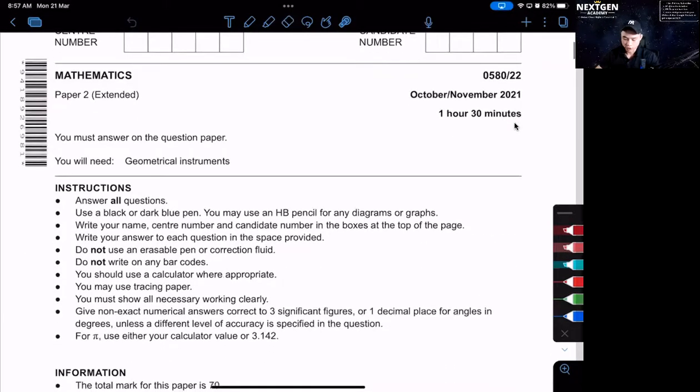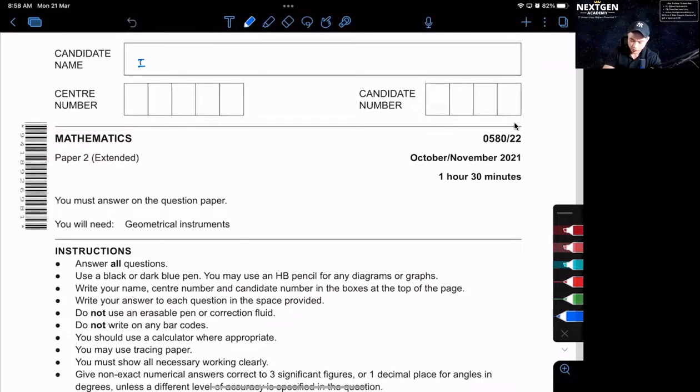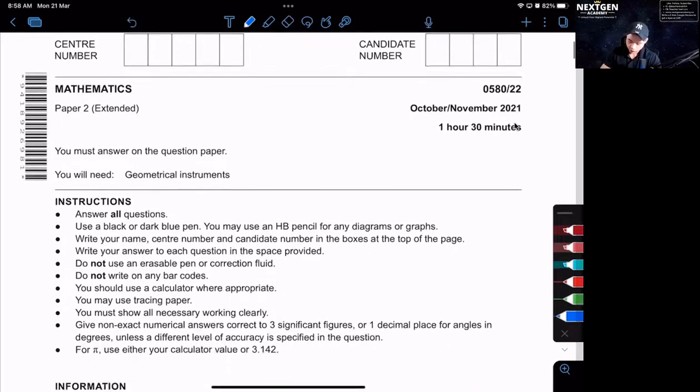Okay, just a short recap on the instructions. Answer all your questions. Use a black or dark blue pen. Make sure you use pencil for any diagram or graphs. Write your name. Okay, so let me write my name here: Ivan Lim. Don't use any erasable pen or correction fluid. Do not write on any barcodes. You should only use a calculator where appropriate. You can use tracing paper and show all necessary working.